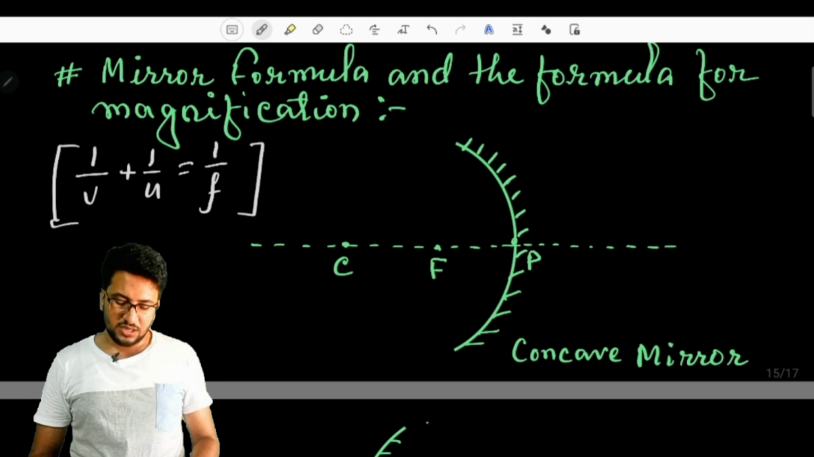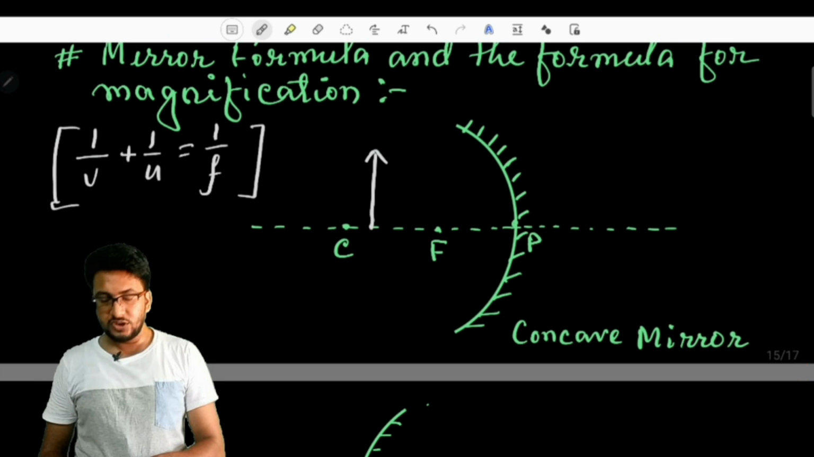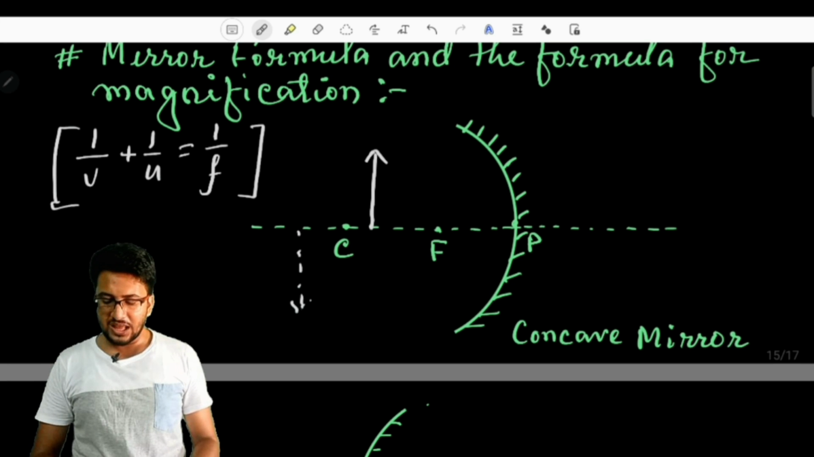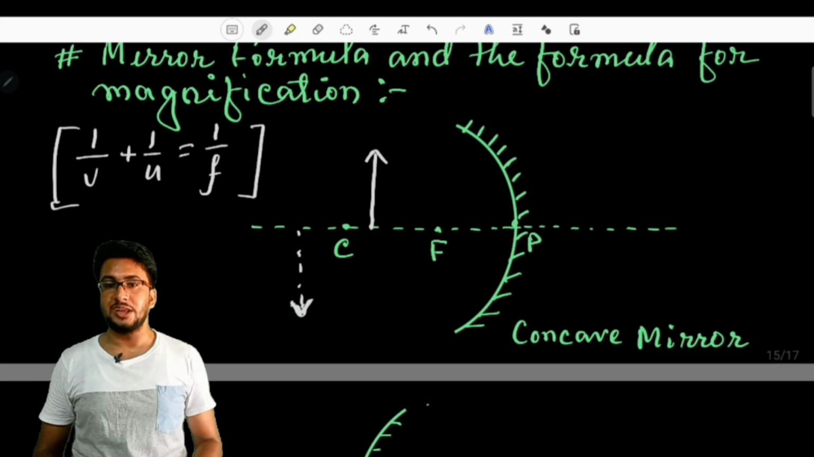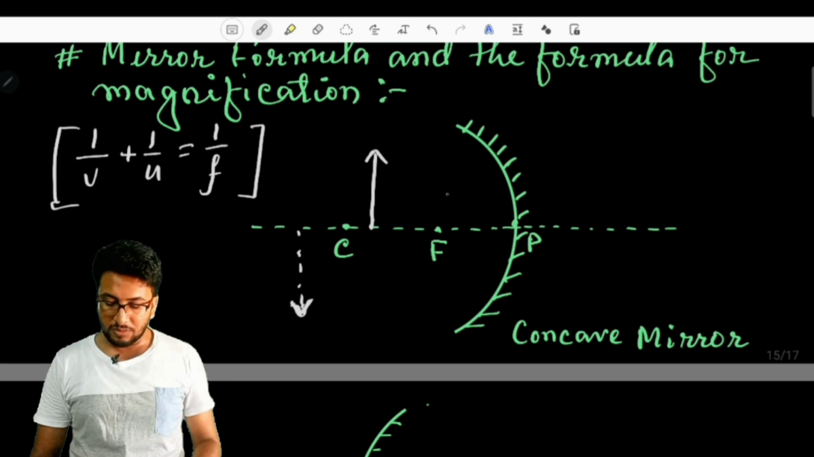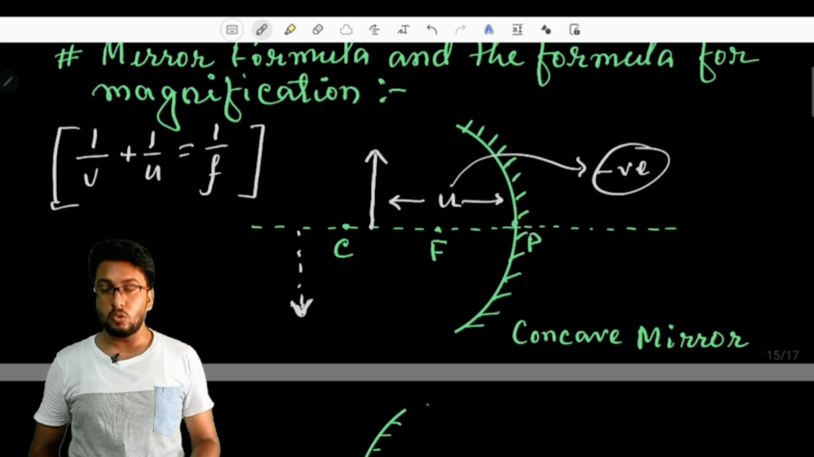Suppose the object in front of a concave mirror is placed here, in between C and F. Then definitely the image is going to form beyond C, as per the criteria that we mentioned in our lecture number 3. The object distance from the pole of the mirror is counted as U. And in case of a concave mirror, U is always negative. Why is it negative?